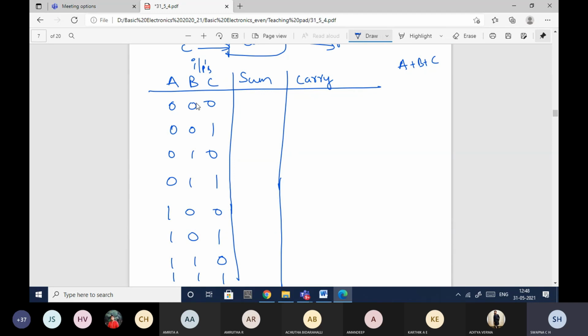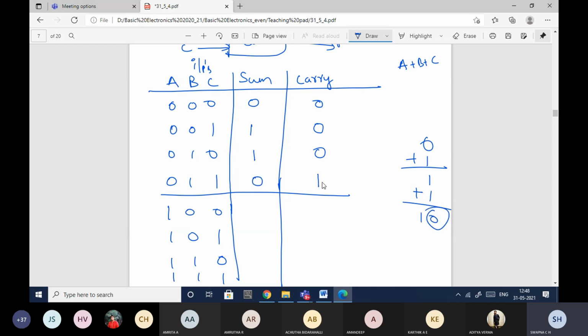So 0 plus 0 plus 0 is 0. Sum is 0, carry is also 0. 0 plus 0 plus 1 is 1. Sum is 1, carry is 0. 0 plus 1 plus 0 is 1. 1 is the sum, carry is 0. 0 plus 1 plus 1, this one: 1 plus 1 is 1, 0. 1, 0 in the sense that sum is 0 and carry is 1. Okay, any doubts you have here? No, ma'am.